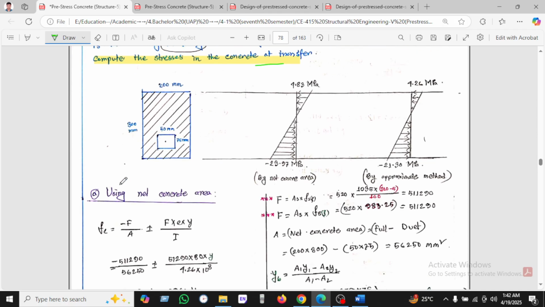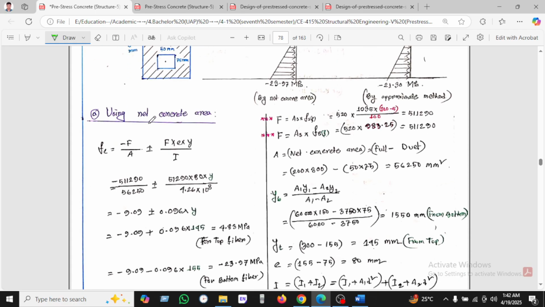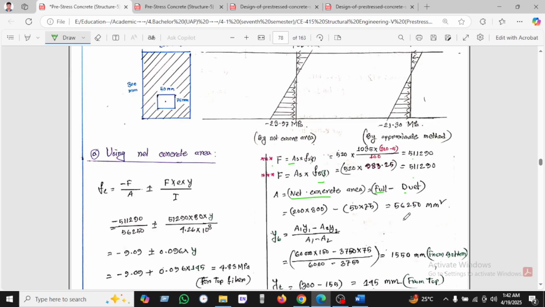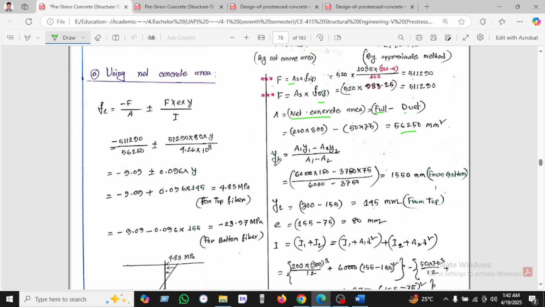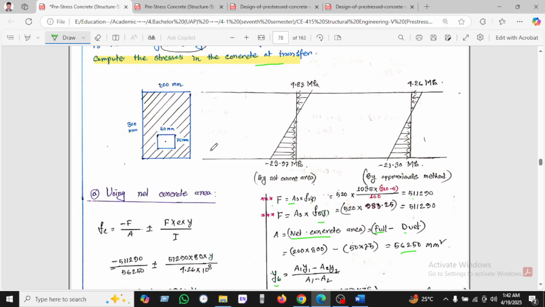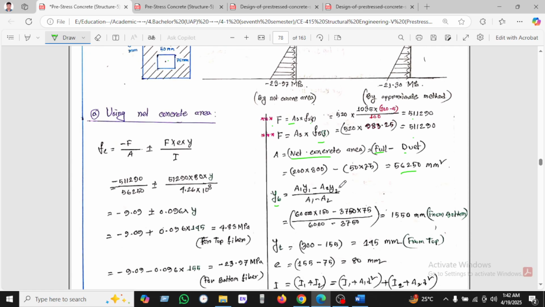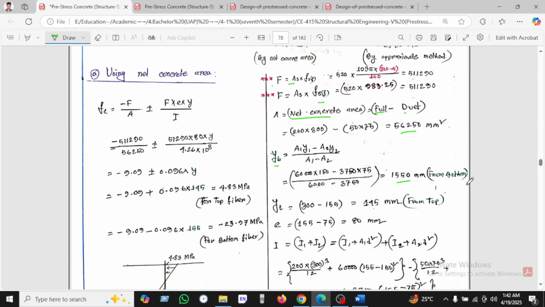So it is given. So using net concrete, as we know, force is stress into area, and we found this value, and another force, stress into area, we found this value also. Net area equals the concrete area, which is full minus duct. The duct will be deducted here. For finding this value I will calculate the CG, which is YB equals A1 Y1 minus A2 Y2. What is A2 Y2? A2 means the duct value, and we found 553 from the bottom.